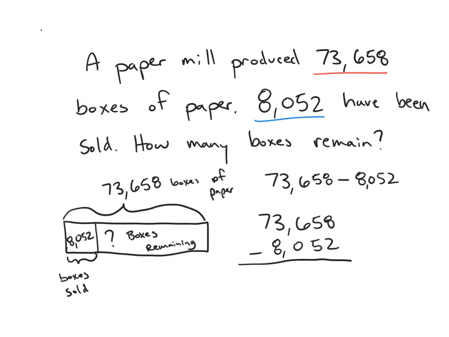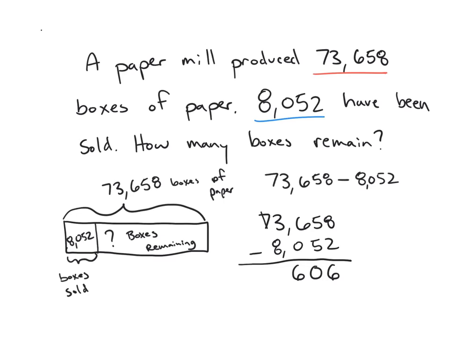So to do this subtraction, I'm going to use the standard algorithm and start with the smallest place value, which is the ones place. So I have 8 ones minus 2 ones is equal to 6 ones. 5 tens minus 5 tens is going to be 0 tens. 6 hundreds minus 0 hundreds is going to just leave me with 6 hundreds. And then I have 3 thousands, and I need to take away 8 thousands, and I don't have enough. So I need to do that decomposing or unpacking from the next highest place value.